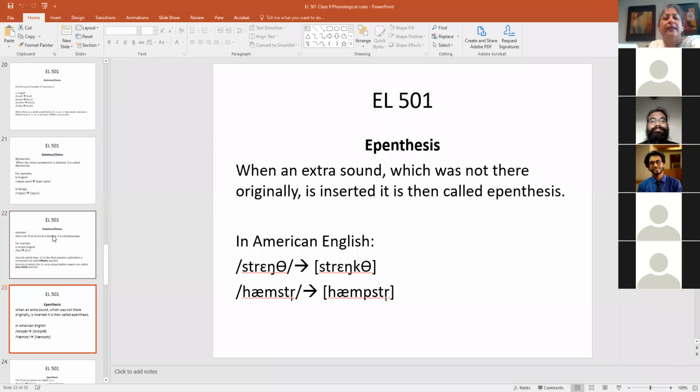All right, so again, epenthesis. Epenthesis is when an extra sound, which was not there originally, is inserted. So in American English, in a word like "strength," they insert a K right before the S sound. Between the engma and the fricative S, they insert this K sound. Also, for a word like "hamster," they will insert something like a P sound between M and S. So "hampster." This was not there in the original spelling or original pronunciation.